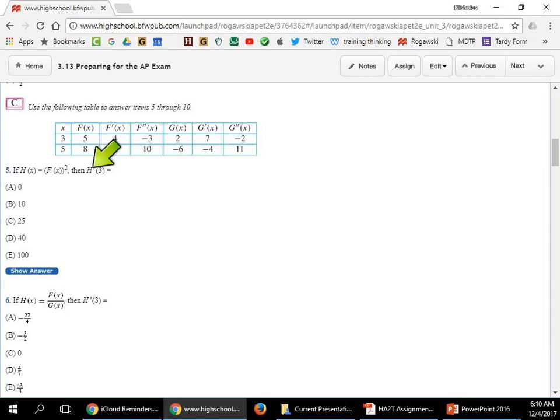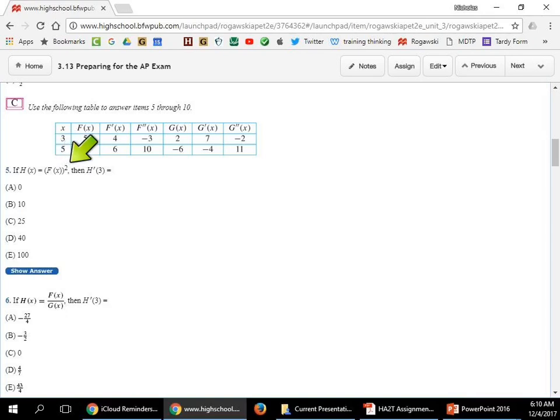3? So there's two things we have to find here. We got to find h prime, and we got to plug in the 3 to it. Let's find h prime first. Now check out, h is made up of two functions. We have a capital F and we have this squared. The squared is a function. It is doing something, that's a function. So we have to use the chain rule.